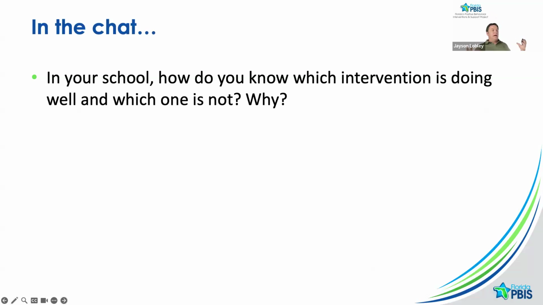Okay, so as you are implementing your interventions and providing Tier 2 supports to your students, how do you know which intervention is doing well and which one is not? How do you go about that process? What does that process look like for you? Feel free to drop that in the chat and let me know.